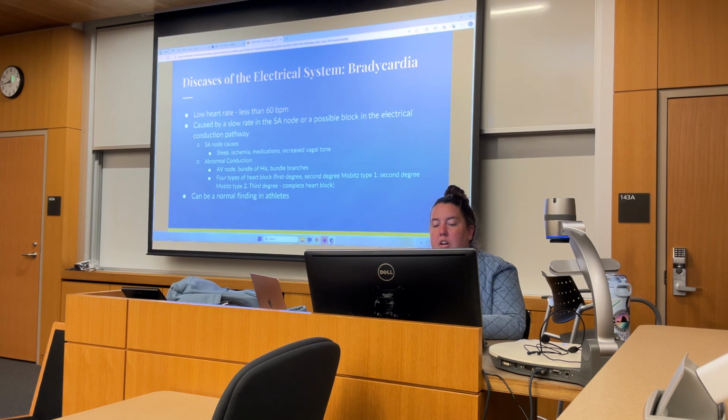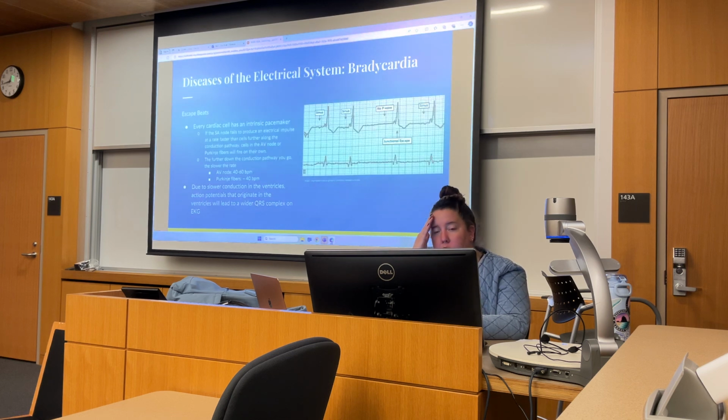However, bradycardia can be a normal finding in athletes because their hearts are a bit more efficient than the rest of us. All right, let me make sure I went over all my notes. I did. Okay. So, going into these intrinsic pacemakers.